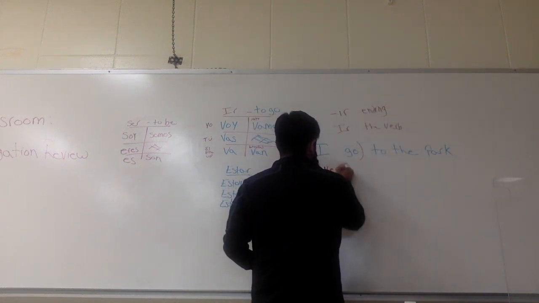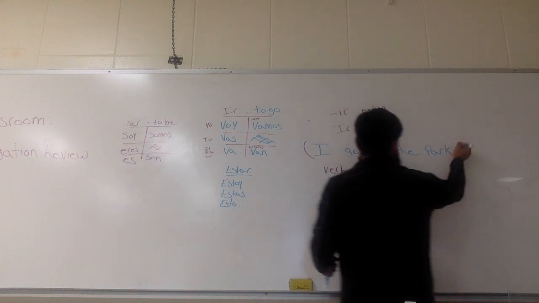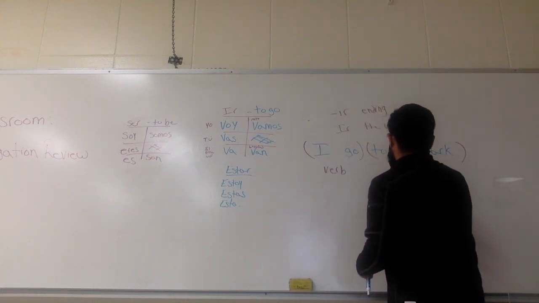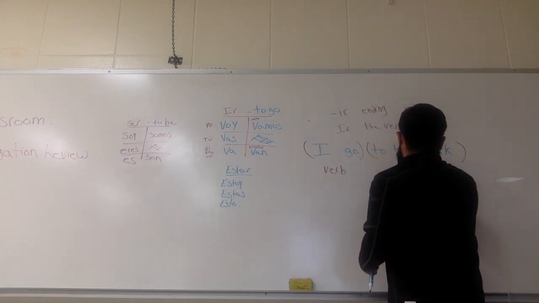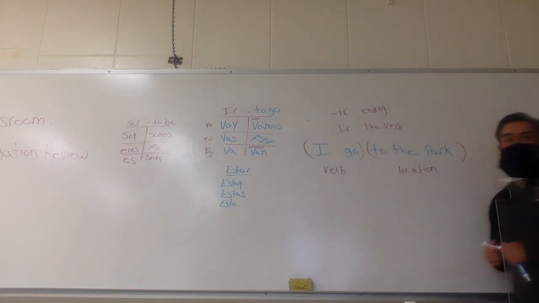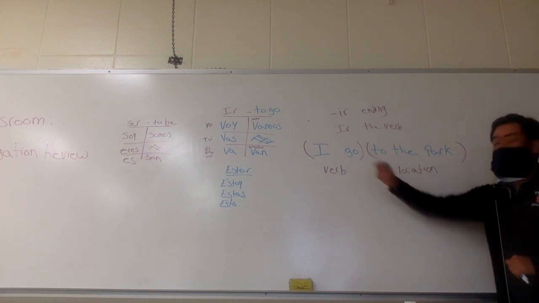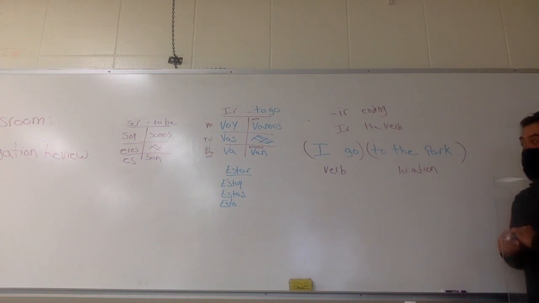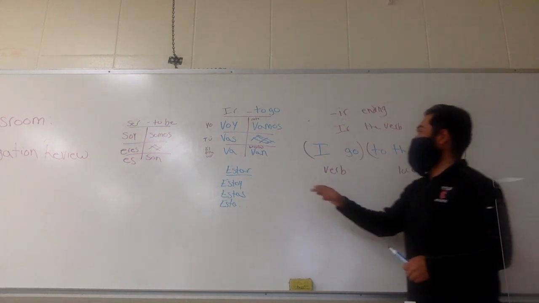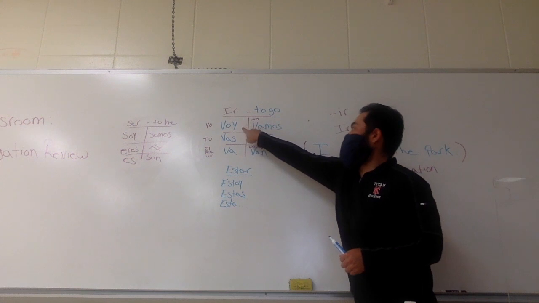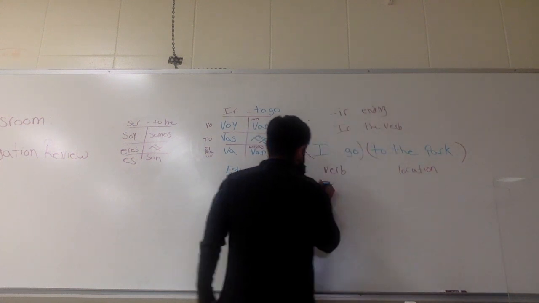The verb and the location. Okay? So here's what we need to do. We know who's going. Who's going? I. I am. How many people am I? One. Am I him? Yes. Boy.